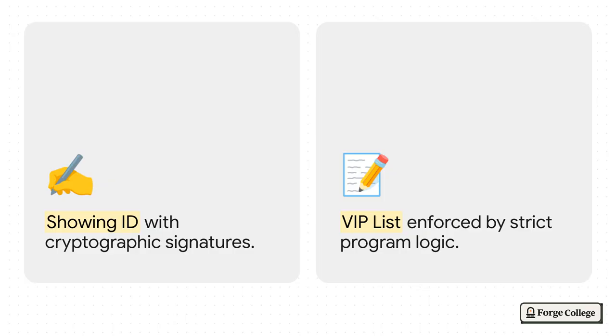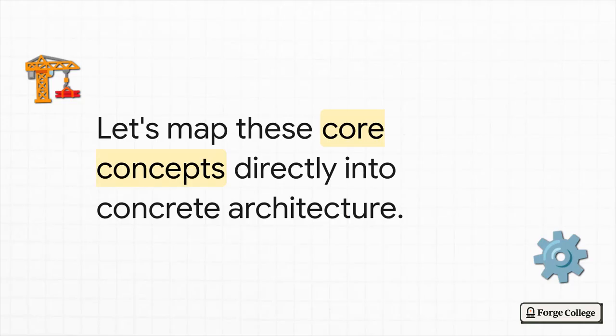Right, so authentication is showing your ID. Authorization is the bouncer actually checking the VIP list. Let's move on and see how this builds into concrete Solana code architecture.